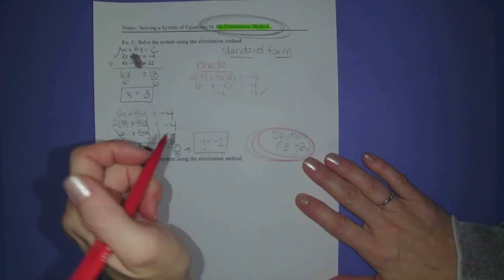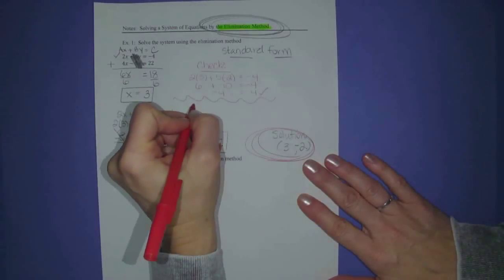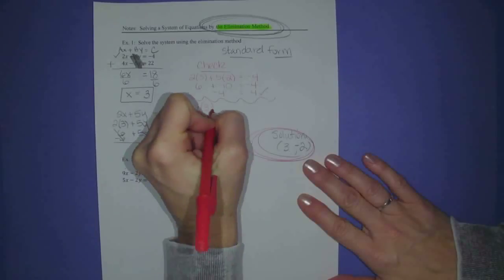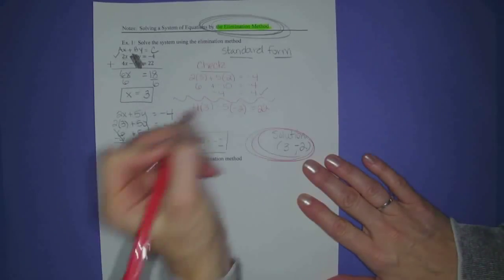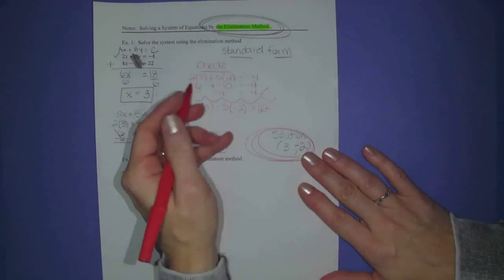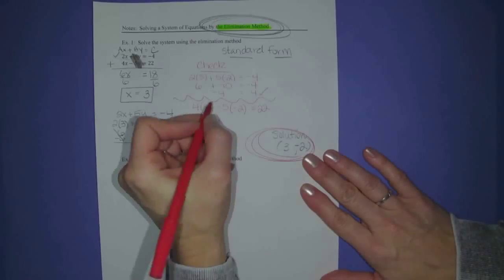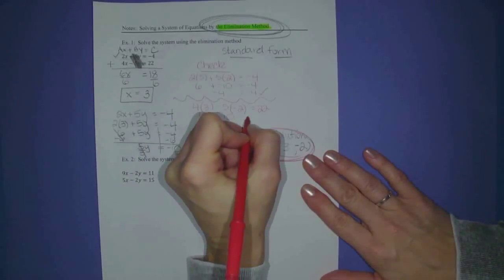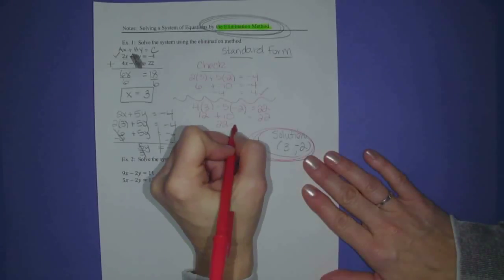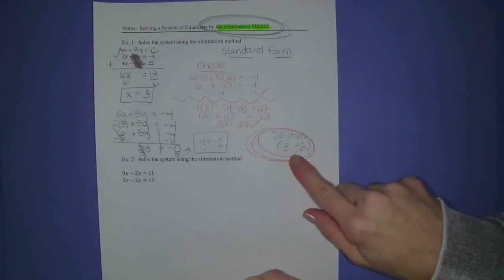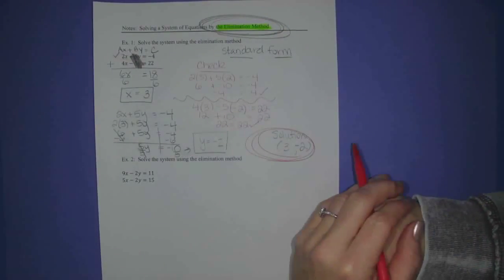Okay, let's try the second one. So I'll draw a little squiggly line here to separate it. Second equation, 4 times 3 minus 5 times negative 2 equals 22. 4 times 3 is 12. Negative 5 times negative 2 is a positive 10. And sure enough, 12 plus 10 is 22. And so that checks out. So I feel really confident that 3, negative 2 is the solution to my system.